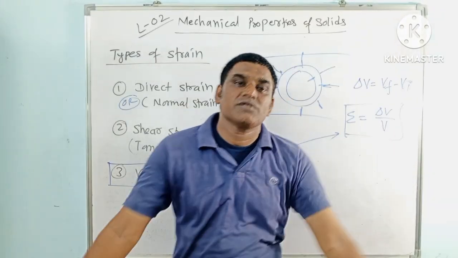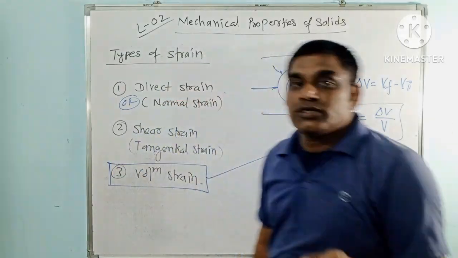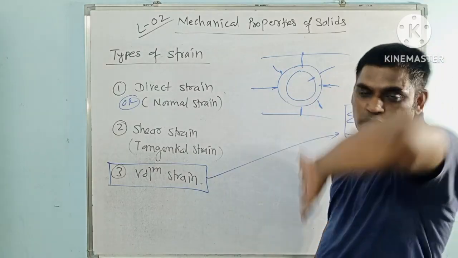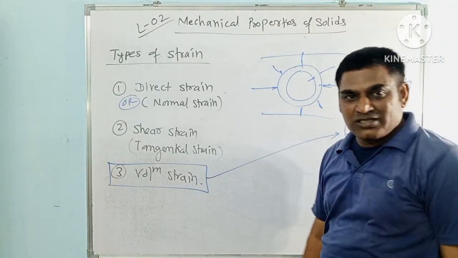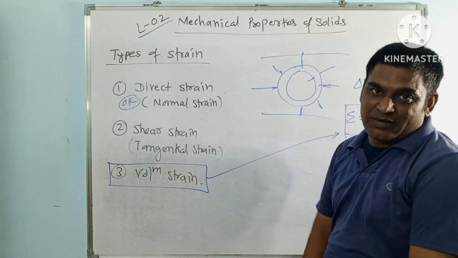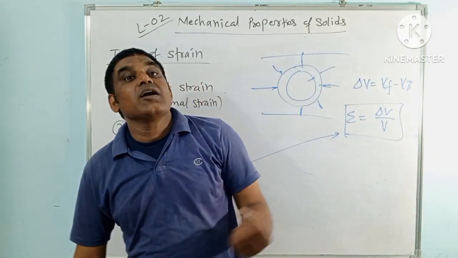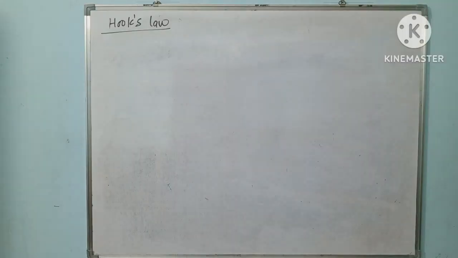So these are the types of stress. Now let us talk about the relation between stress and strain. Whenever force is applied, stress will be developed and change in dimension occurs. So what is the relation between all these parameters? That we are going to discuss. So next is Hooke's law. So let us start that.